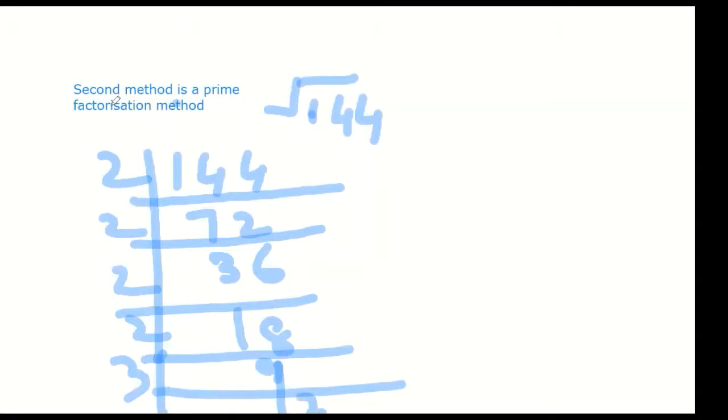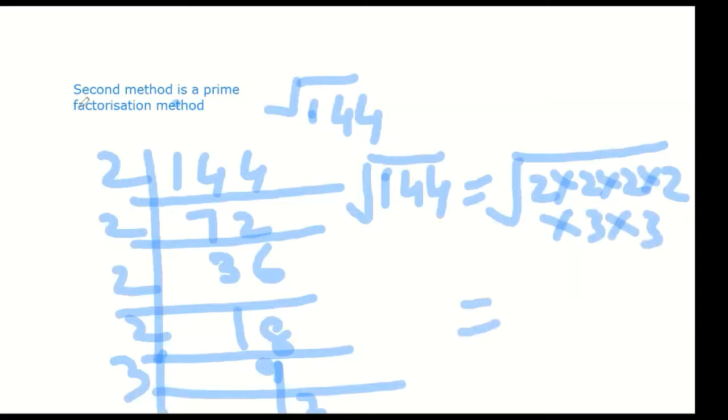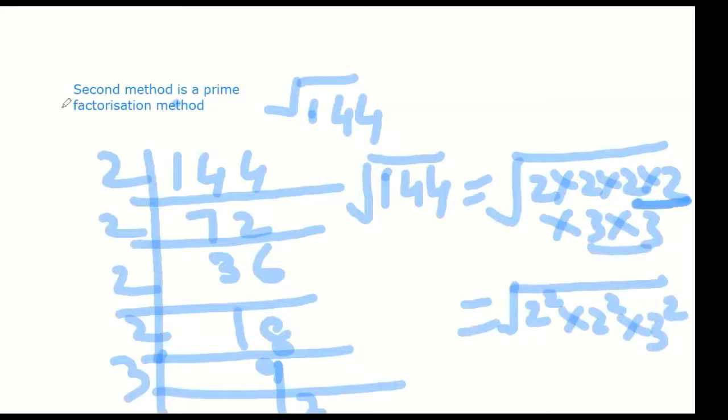I write the square root of 144 as 2 into 2 into 2 into 2 into 3 into 3. I write it in the form of pairs: 2 square, 2 square, 3 square. I write it like this, clubbed.